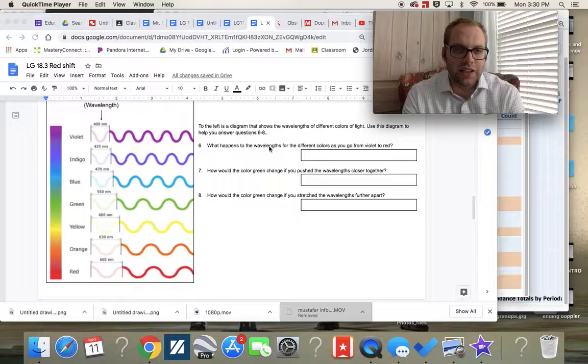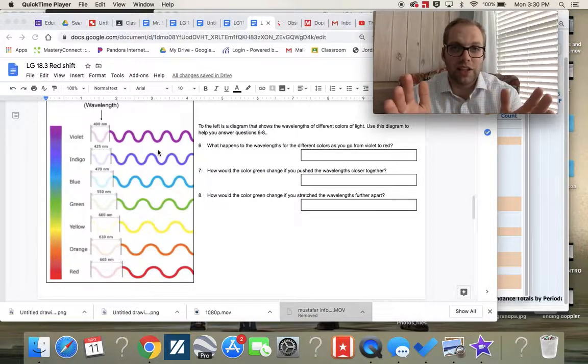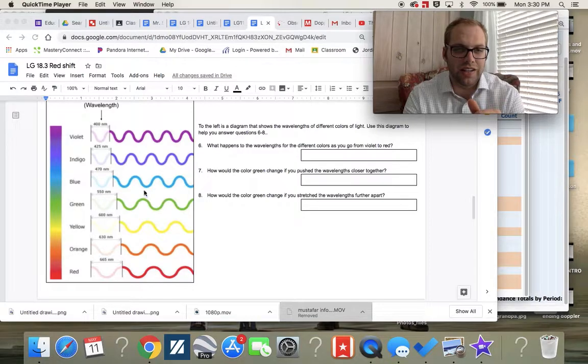So on here, to go from violet to red, all you have to do is make the wavelength longer. Or if I go from green and push the waves closer together, that green is going to appear more blue or purple. Or if I take that same green and stretch the wavelength, that same green is now going to appear yellow or orange.